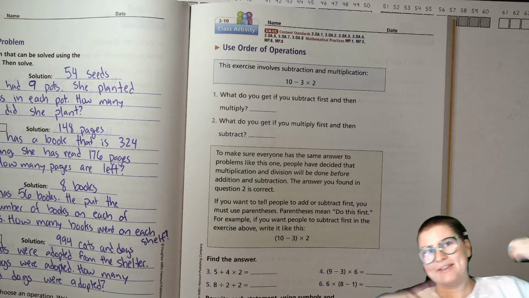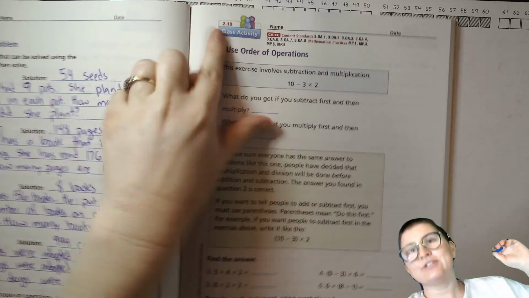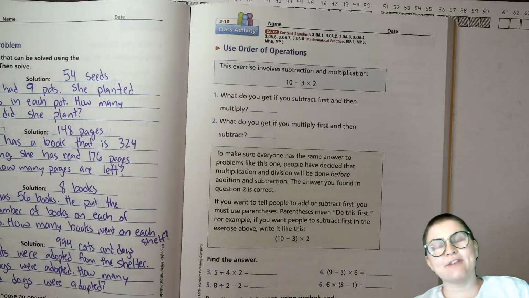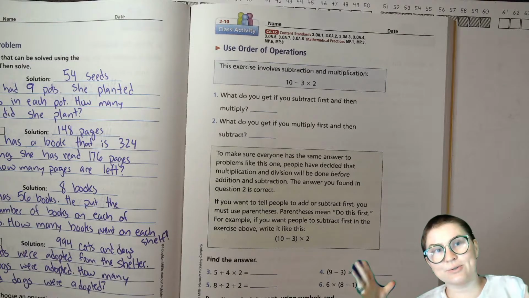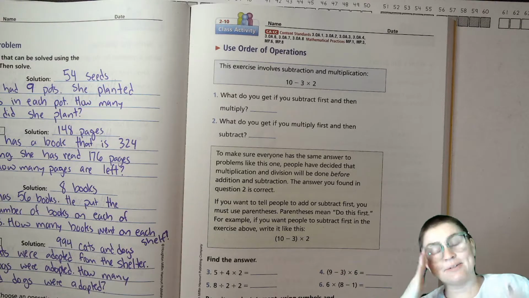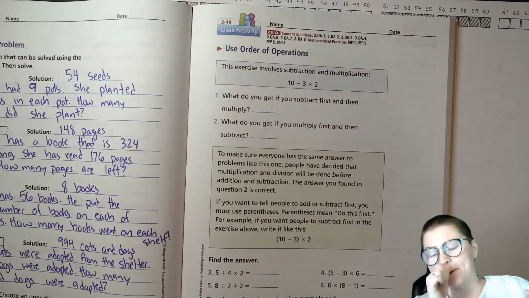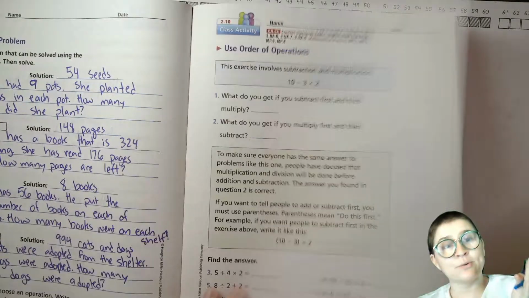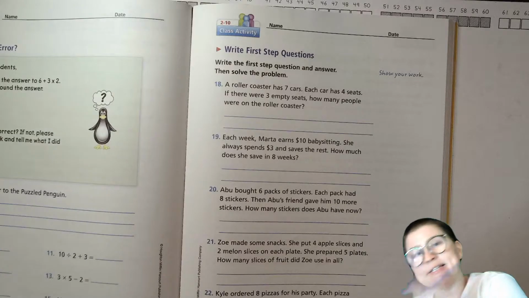This is Mrs. Smith here, and today we are doing Unit 2, Lesson 10, which should be on page 135 of your book. Now, today is a really cool concept that we're talking about. It's called the order of operations. You may have heard of this before. We're going to explain what it means and why we have a specific order of operations. We'll practice it with some problems and a puzzle penguin, and then we'll practice it with some word problems as well.